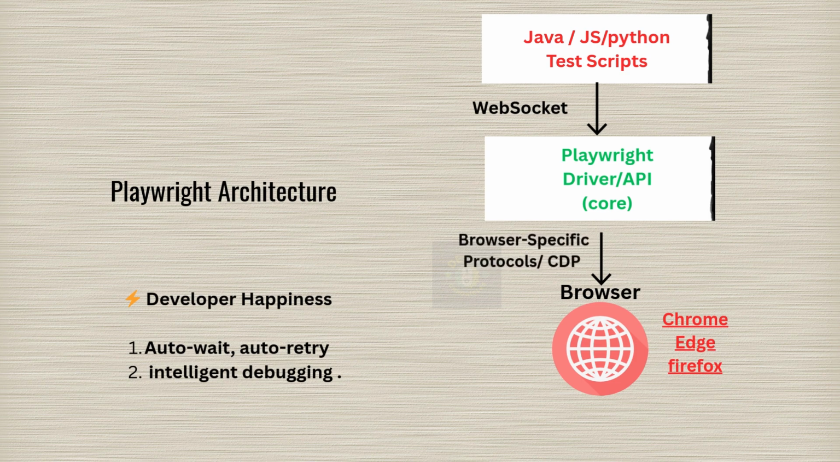Here are the real numbers for you. Teams report a 70 to 82% reduction in test execution time and 90% fewer flaky tests. That's not marketing, that is architecture advantage in action.